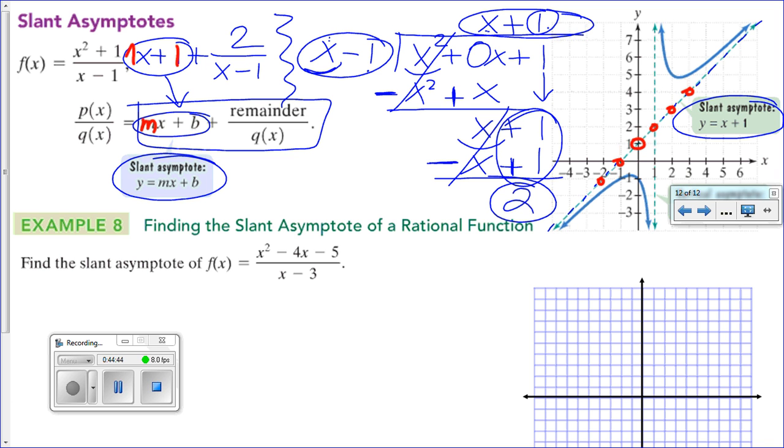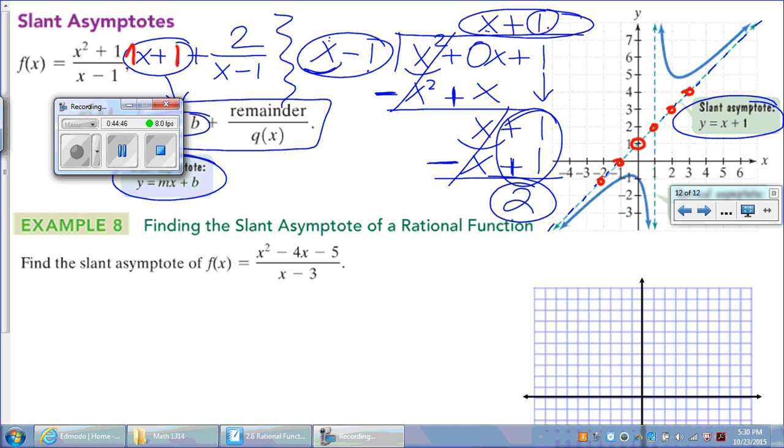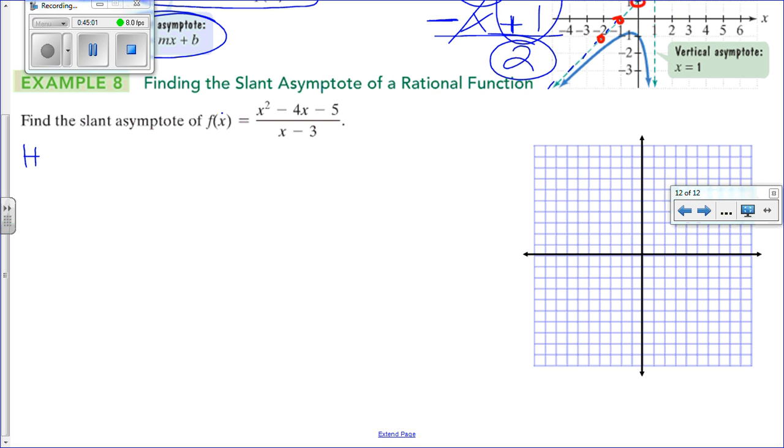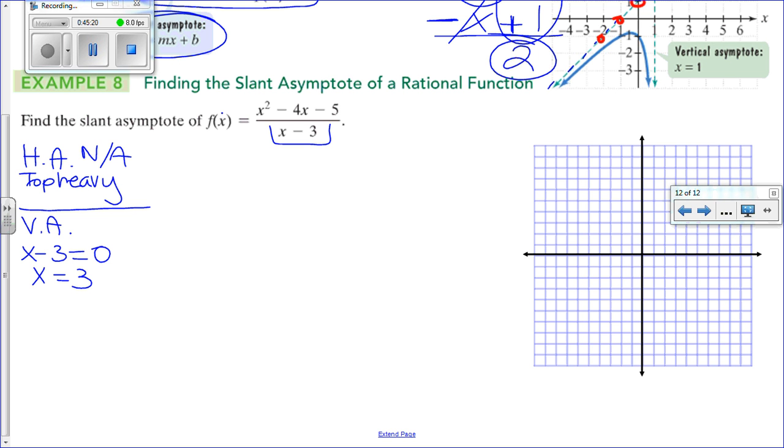So we're going to do one problem, and this is the last problem. So let's solve example 8 now. We have x squared minus 4x minus 5 divided by x minus 3. So let's go ahead and start by finding the horizontal asymptote. We see that the function is top heavy, so there is no horizontal asymptote. Now let's see if we can find the vertical asymptote. So to find that, we take the denominator x minus 3, equal it to 0, and solve for x. So the vertical asymptote would be x equals 3.